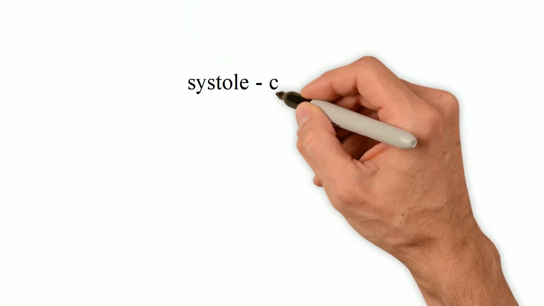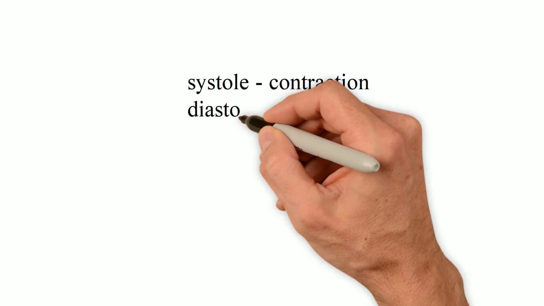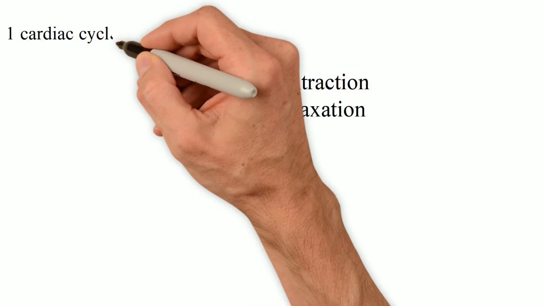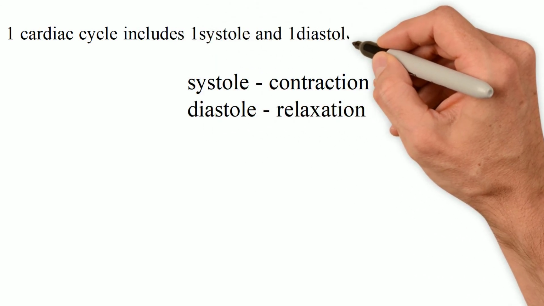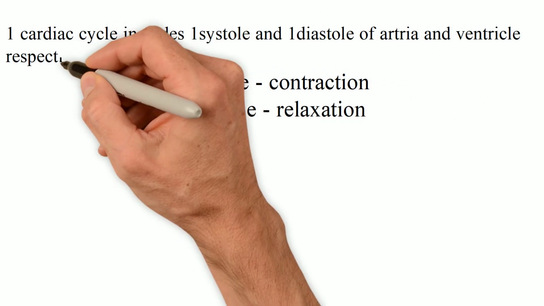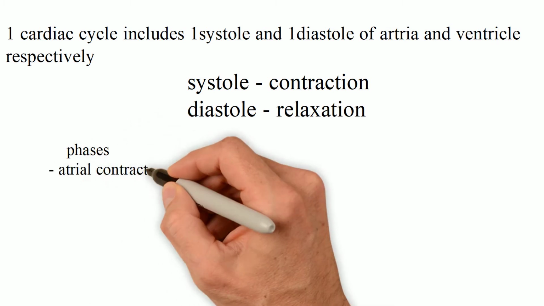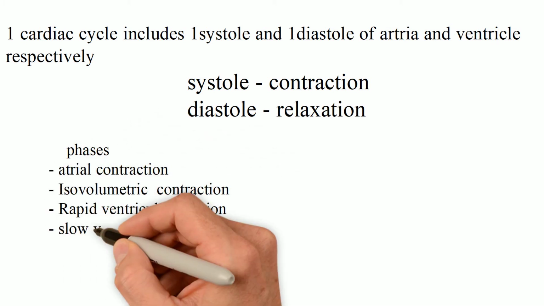A normal cardiac cycle consists of systole, which is contraction, and diastole, which is relaxation. One cardiac cycle includes one systole and one diastole of the atria and ventricles, respectively. As you can see on the screen, there are 7 phases of the cardiac cycle.